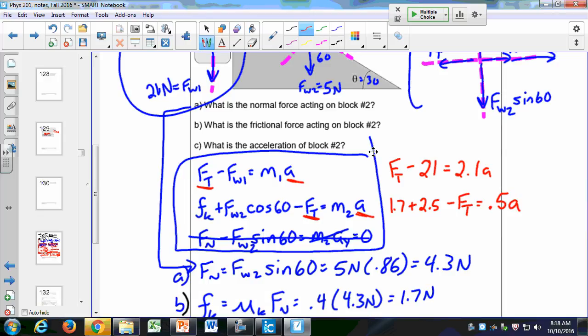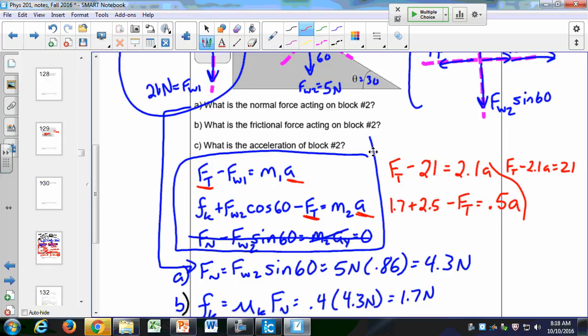Okay, this is a system of equations just like we had before. You could solve it by Gaussian elimination, where you would write it as ft minus 2.1a equals 21. I'm not going to do it here, but that would be the first line of your matrix: 1, negative 2.1, 21.